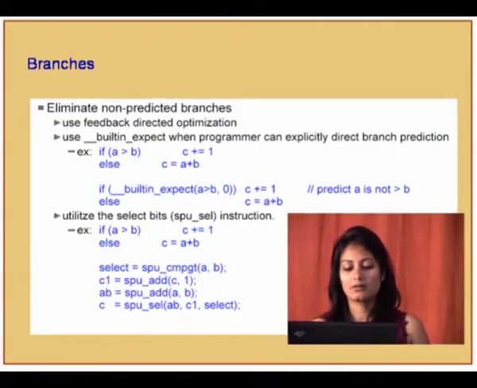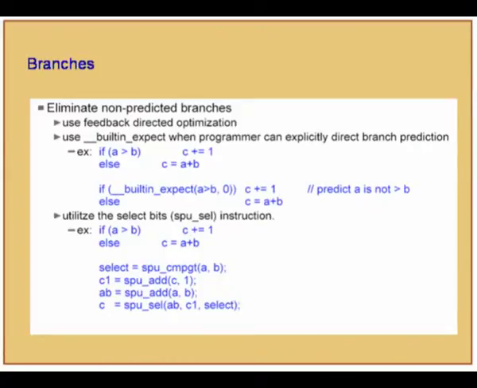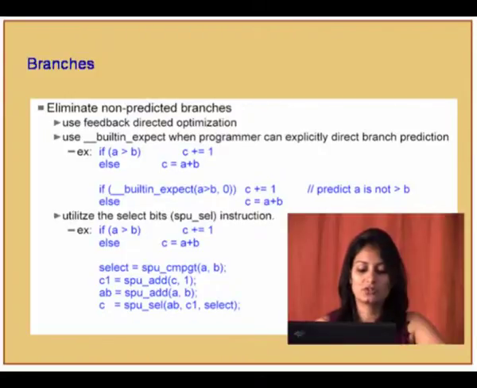The mask, or the result, is stored in bit form in select. We do SPU underscore add C comma 1, SPU underscore add A comma B. So in other words, in the scalar code or normal code, you only do one of the two computations. You either do C plus equals 1 or you do C equal to A plus B. In this case, we're saying do both computations, and leave it to runtime on the select mask. This avoids the branch. And C equals SPU underscore select. So depending upon this mask, it selects if it should take the AB value and store it in C, or if it should take the C1 value and store it in C.